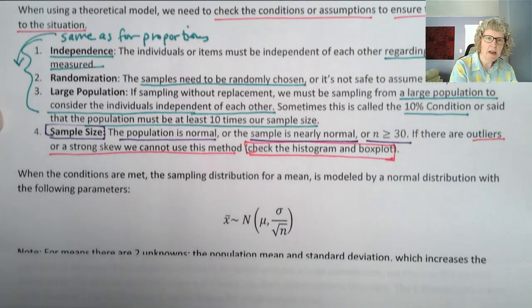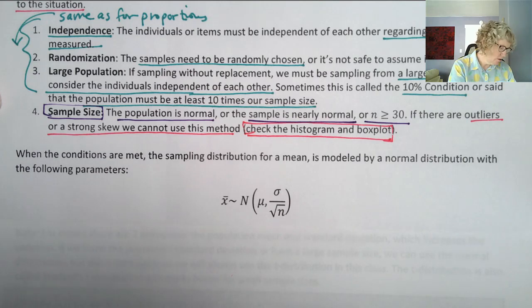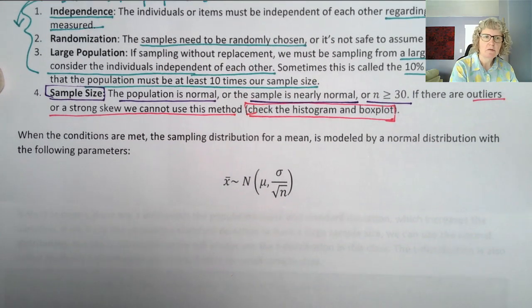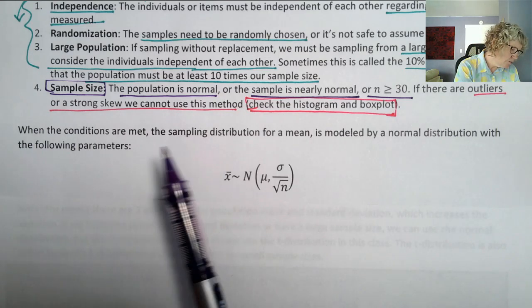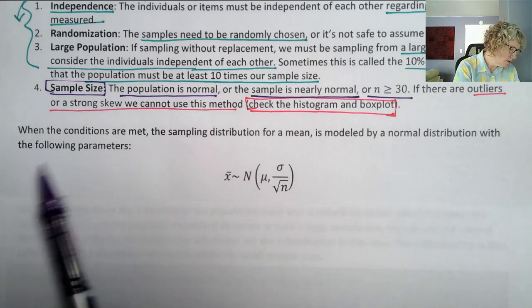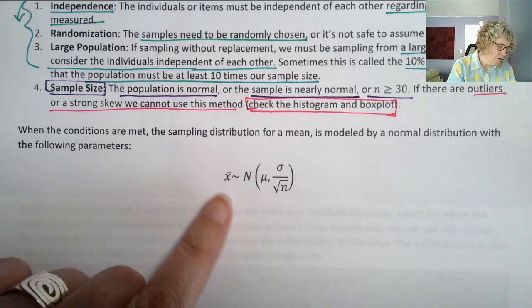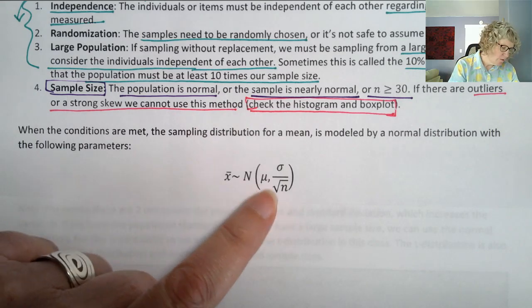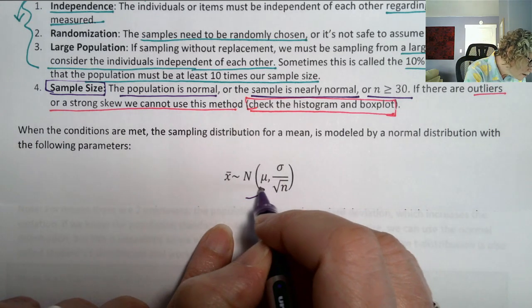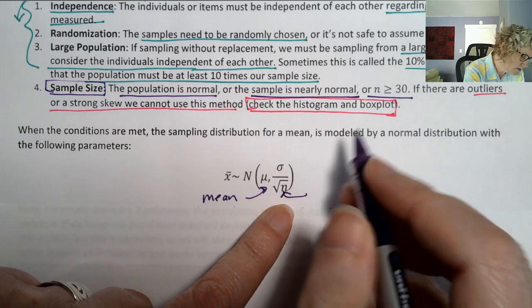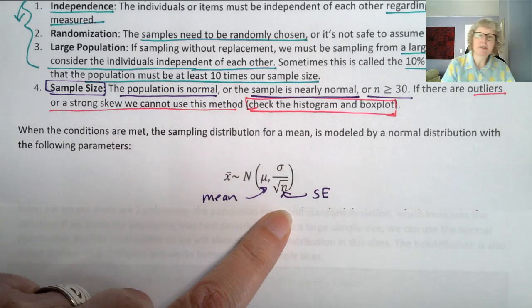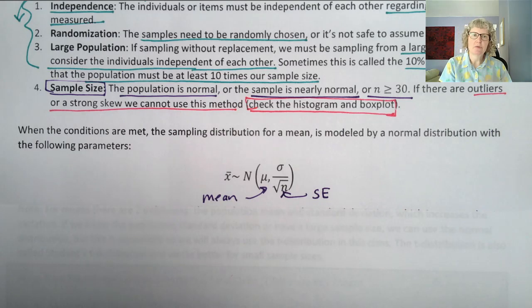When those conditions are met, then this is the model we have, and this might look familiar from, hopefully, from 243. When the conditions are met, the sampling distribution for the mean is modeled by a normal distribution with the following parameters. So we have our x bar is distributed as normal. The first thing is the mean. The second input into a normal distribution is either standard error or standard deviation. Here we're talking about standard error because we're talking about repeated random samples and sample to sample variation.